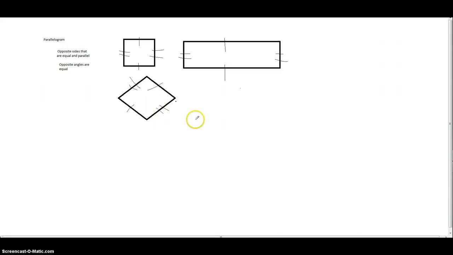And please forgive me my terrible penmanship. And the opposite angles are all the same. Now on a square and a rectangle, that's a given since all angles are 90 degrees. But on the rhombus, you have to be a little more cautious because you will have two different size angles in the rhombus.